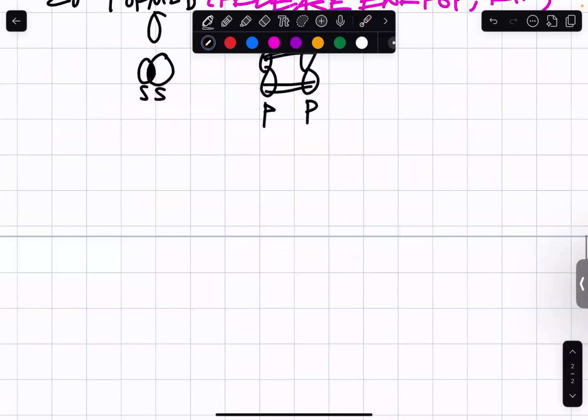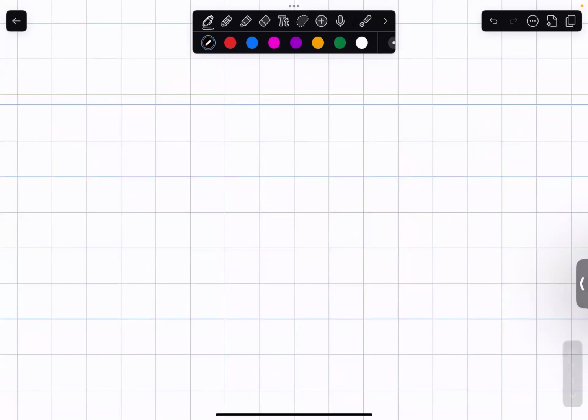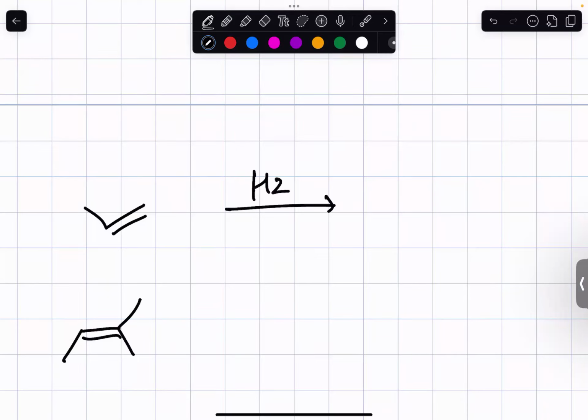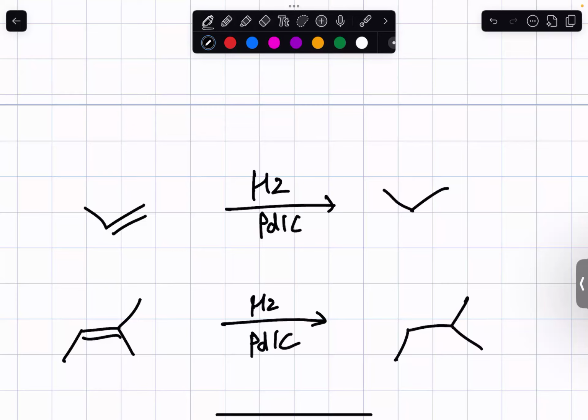Now, let's say I give you something like this, and I give you something like this right here, and then we do the same reaction, hydrogenation, with H2 and some metal catalyst, like palladium on carbon. We know the reaction will convert the double bond into a single bond, and the overall reaction is exothermic. Which one will release more energy? Which alkene here, A or B, has more energy?